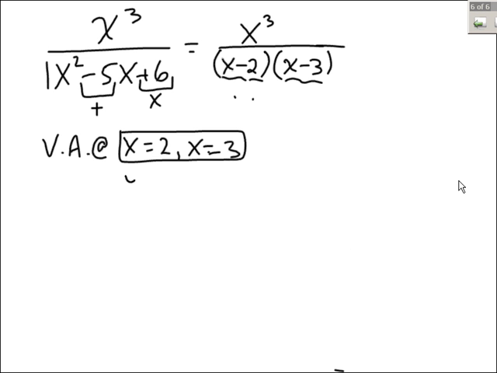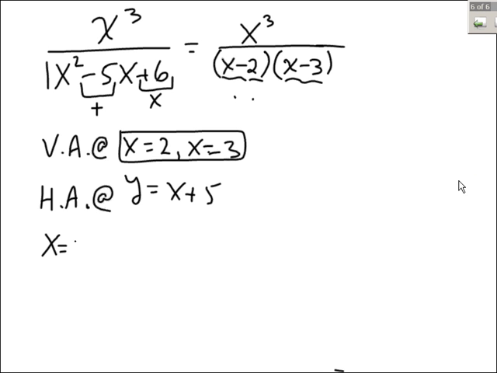Before I forget, y equals x plus 5. You have a horizontal asymptote, that is, an oblique asymptote at y equals x plus 5. It's not a horizontal, it's an oblique. The only time it's not horizontal is when the degree of the numerator is 1 more than the degree of the denominator.